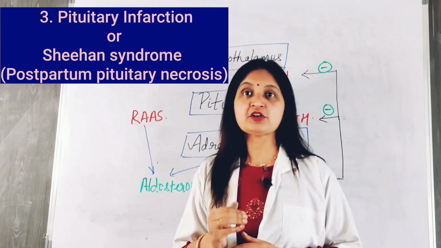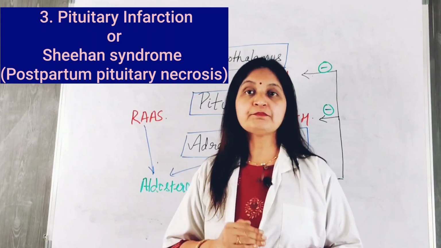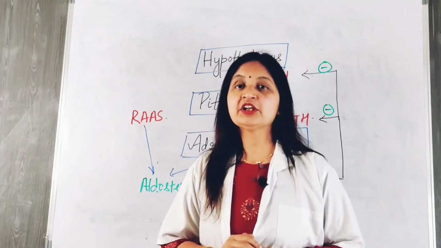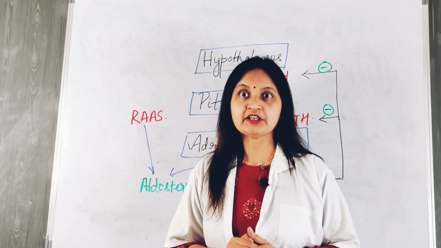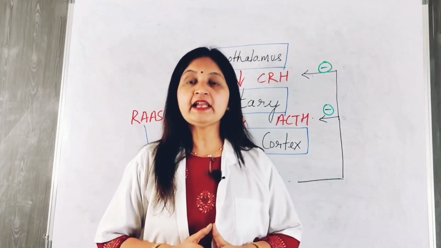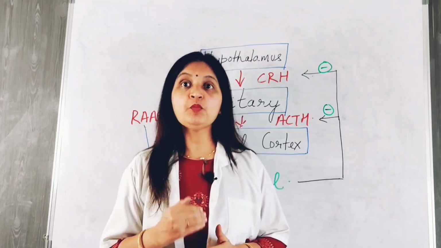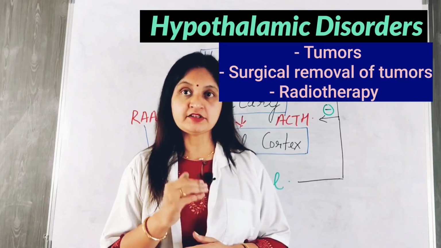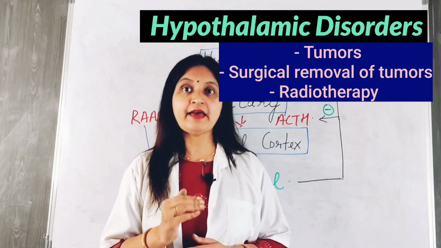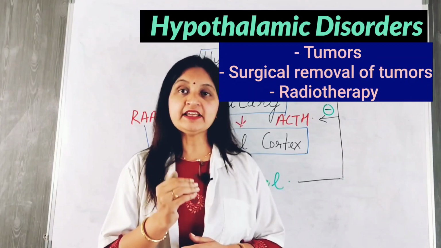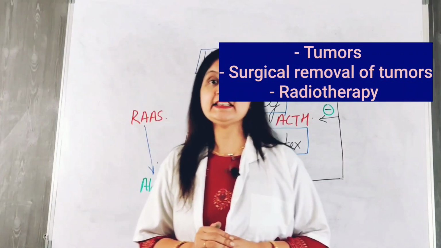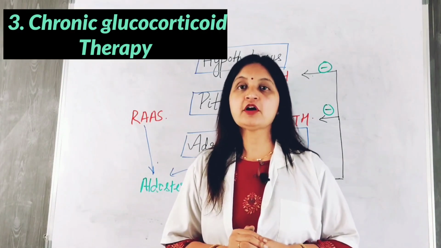So there is necrosis of the pituitary gland postpartum, and this condition is known as Sheehan syndrome, and this decreases the cortisol production. Also, hypothalamic disorders, for example, tumors in the hypothalamus or surgical removal of the tumors, radiotherapy for tumors can damage the hypothalamus, decreasing the release of CRH, which in turn decreases the ACTH release and the cortisol production.